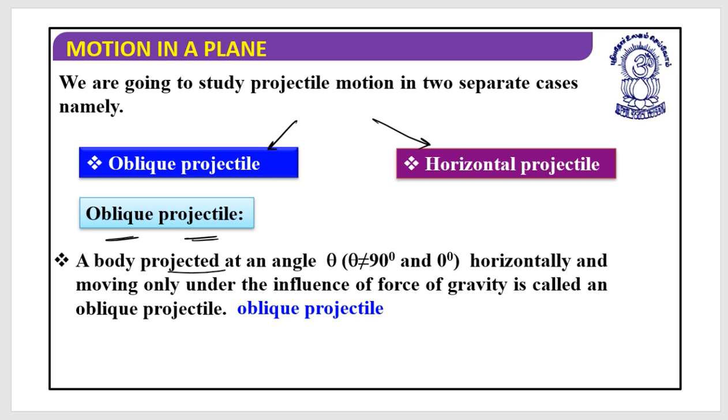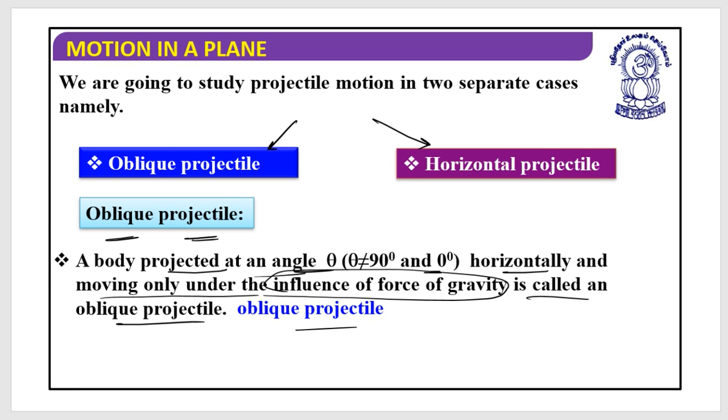A body is projected at an angle theta. This theta cannot be 90 degrees or 0 degrees. A body projected at an angle theta to the horizontal and moving only under the influence of gravity, very important, is called an oblique projectile. It must be moving under the effect of gravity only.